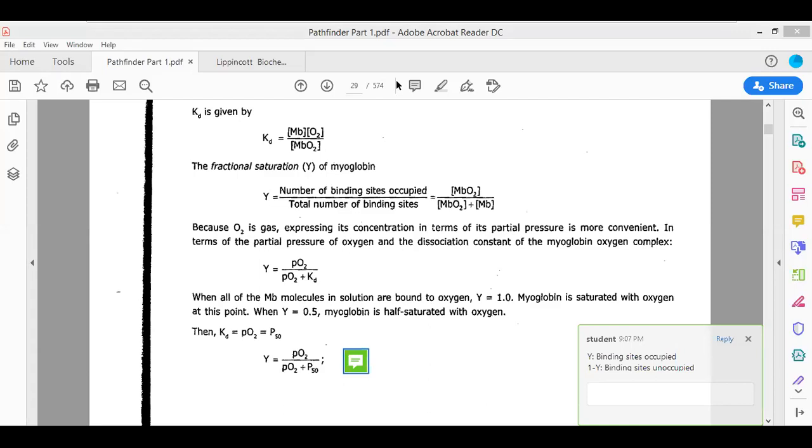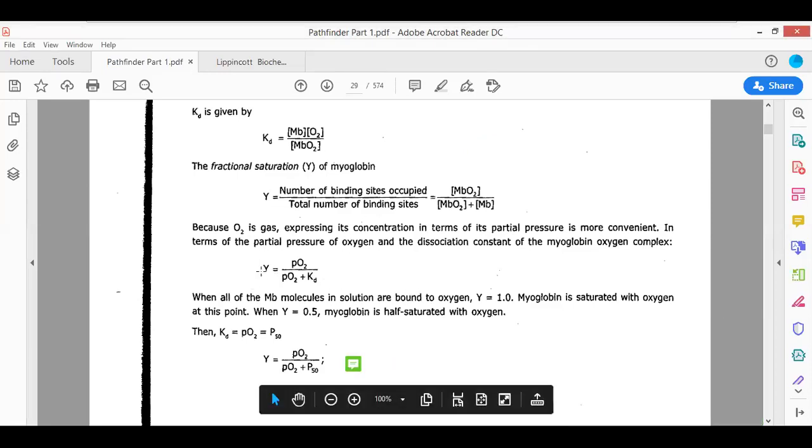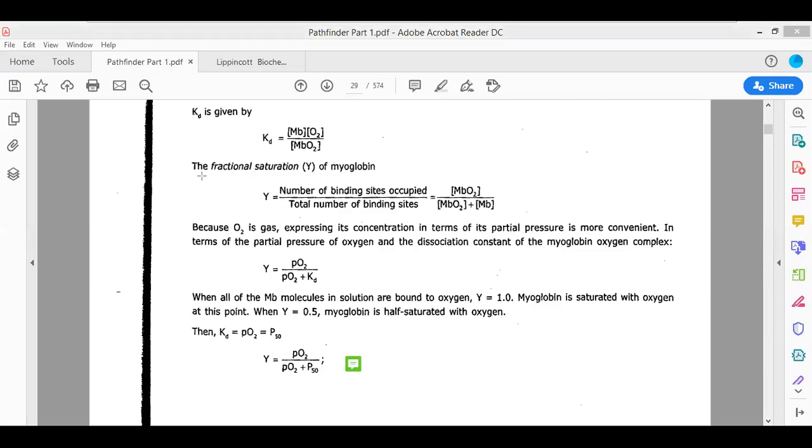This is how it has been tabulated: number of binding sites occupied divided by total number of binding sites present, because you are calculating the fractional saturation. Now see, this word is very important. You are calculating fractional saturation. So this is very important. Fractional saturation means binding sites occupied divided by total number of binding sites which are present. Okay, so that's why it is very important.